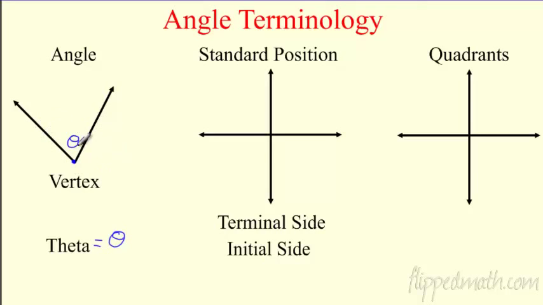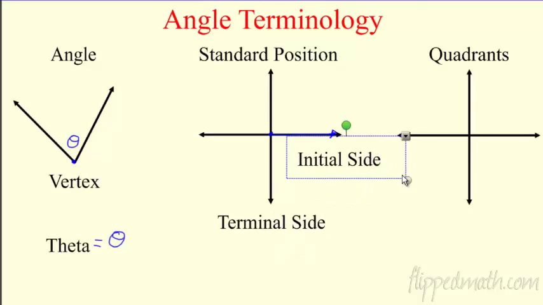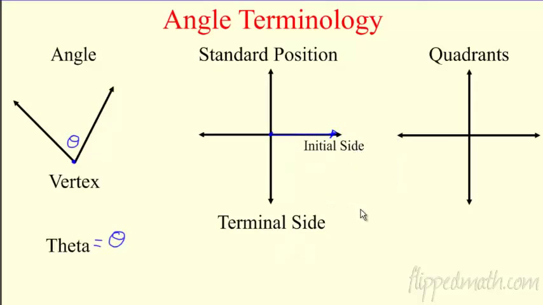So we're going to have angles, and we're used to seeing angles like that. We're going to put them in what's called standard position. That means one side of the angle, we're going to start at the origin, is going to be your vertex, and it's going to extend to the right on the x-axis. That is what we call the initial side. So I'm going to drag this bad boy up here. That is the initial side of the angle.